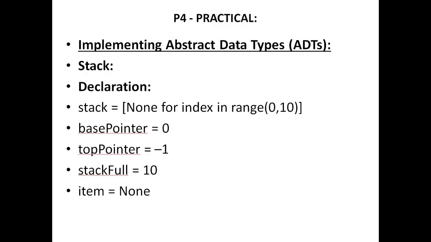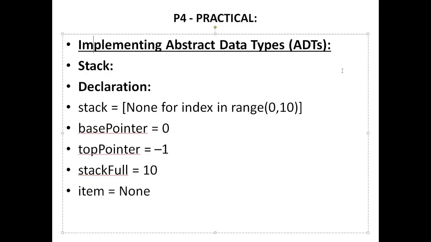Then we have the implementation of abstract data types. The first thing we have is stack, and declaring a stack is easy. We don't have stacks, queues or linked lists in Python. So what we can do is just create a list, a simple list, or an array if you want, and then assume it to be a stack. So every time you declare a stack, you'll just make an array by the name of stack. You'll initialize it according to the range given in the question.